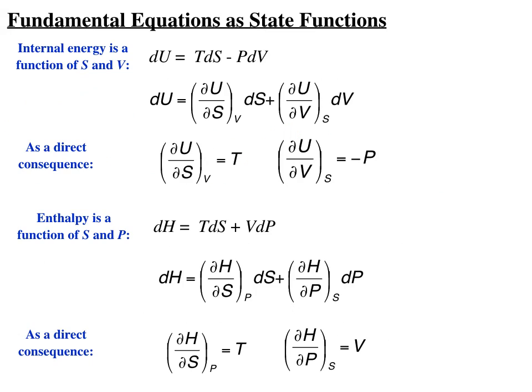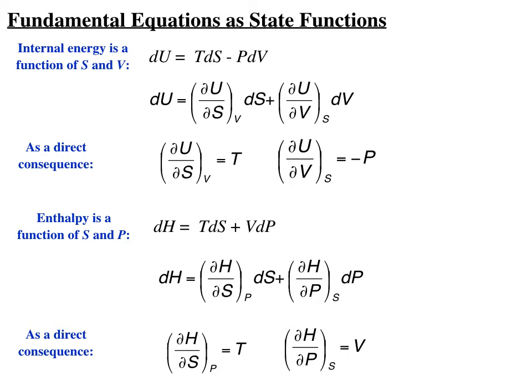Let's look at the implication of the internal energy being an exact differential, a state function. Now, with the new information from the combined first law, this internal energy is a function of the entropy and volume of the system. So the independent variables are entropy and volume. The dependent variable is U.